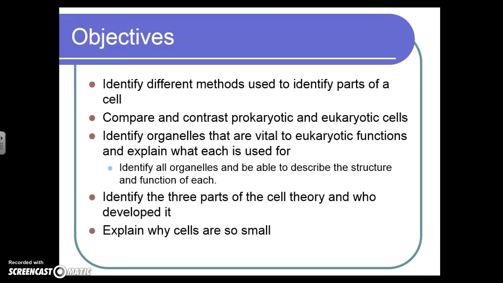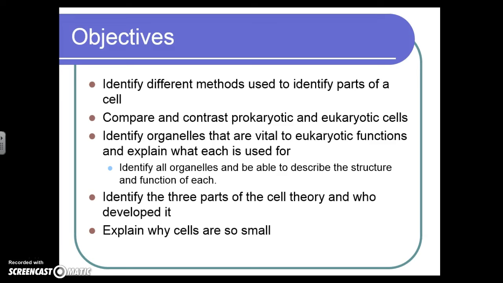We also compared and contrasted prokaryotic versus eukaryotic cells. At least three things that all cells are going to have in common are the ribosome, cell membrane, and cytoplasm. But in a eukaryotic cell, you have other internal membrane-bound organelles, starting at the nucleus and then working your way out. Identify organelles that are vital to eukaryotic functions, so listing all the different organelles. In the last video, we just looked at the different membrane-bound organelles. That would be things like the nucleus, which we'll see a little bit more of in this one, but also the ERs, the Golgi body, vesicles, vacuoles, and peroxisomes.